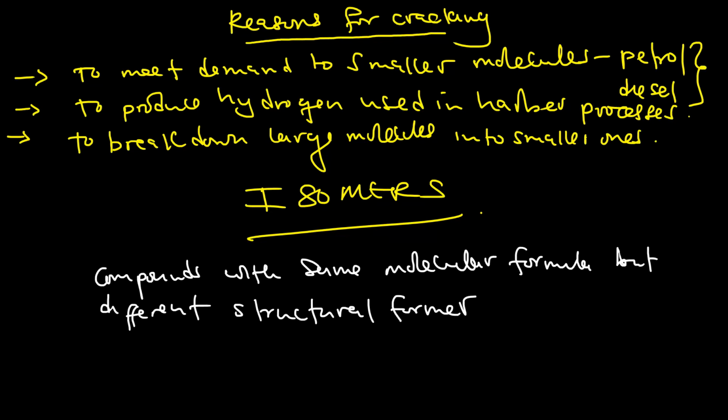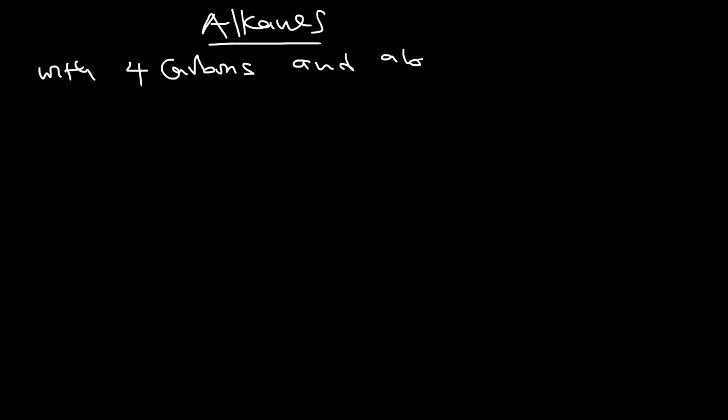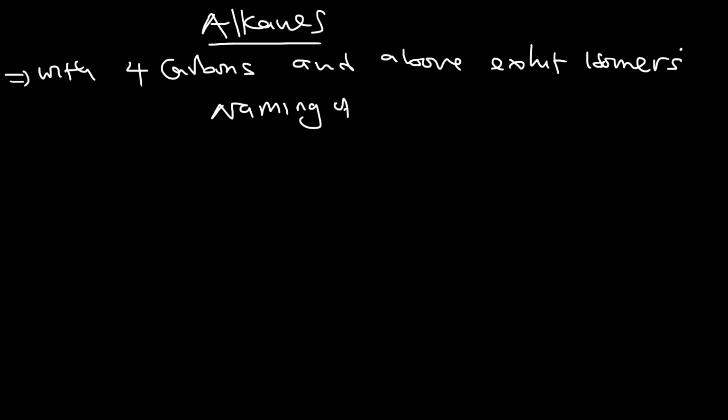Now, since we are looking at alkanes, alkanes with 4 carbons and above exhibit isomerism. In other words, they can exist in 2 or more structures. So the one that we are going to look at in terms of isomers here is the naming of branched isomers, the one that involves branches, the branching of the carbon compounds.